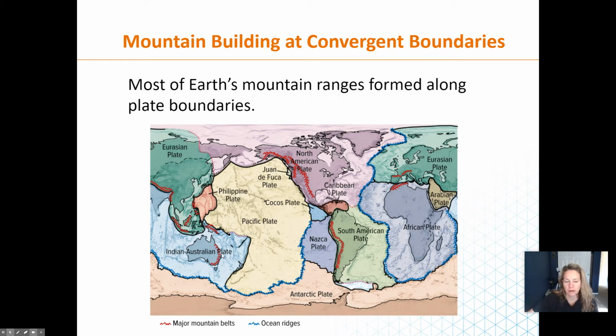Like for example, right here, this is mainly due to it being an older mountain belt that formed when the Indian Australia plate happened to be connected to South American plate. But for the most part, all of our mountains occur where plate boundaries are at least close.